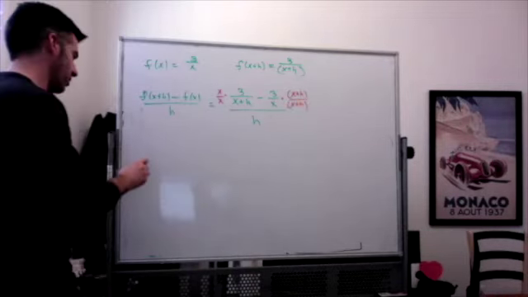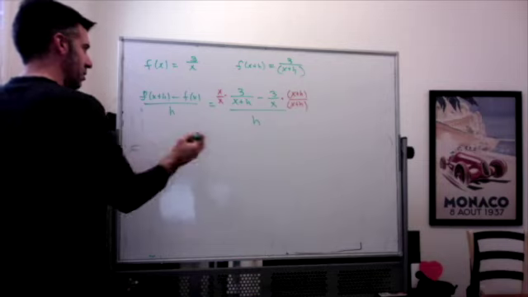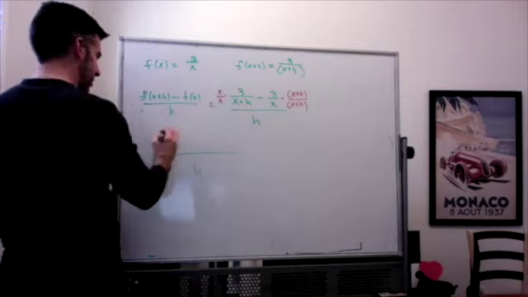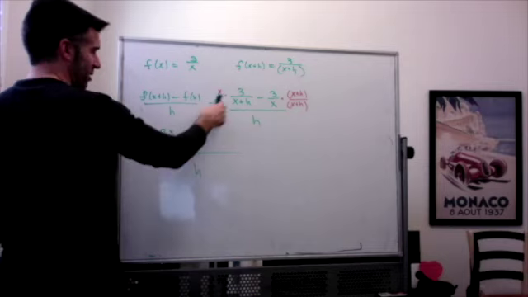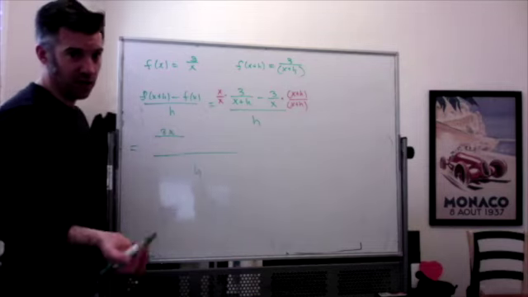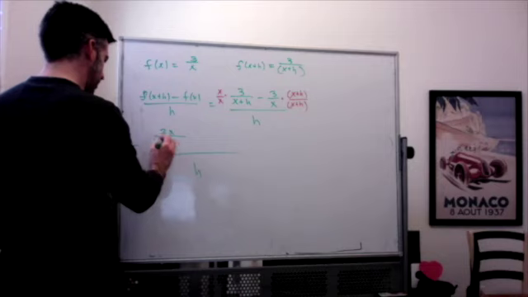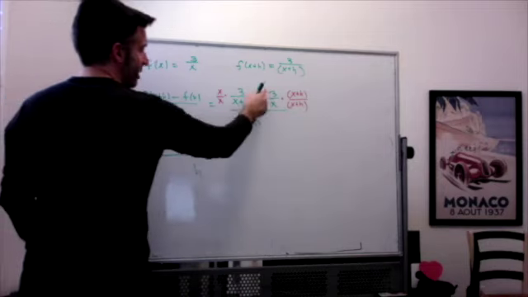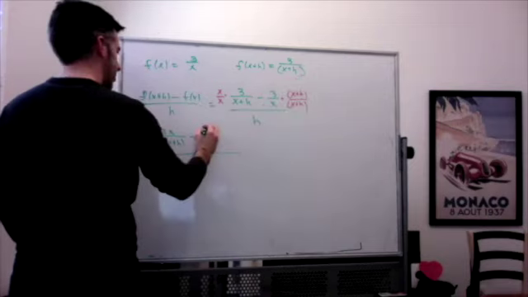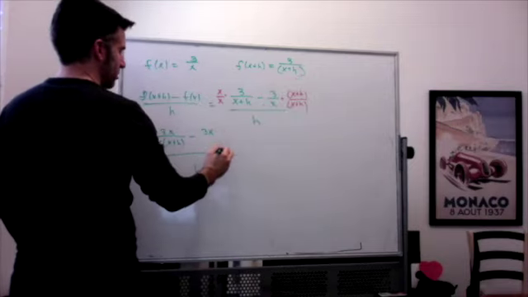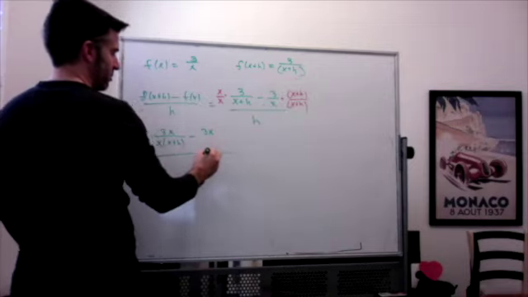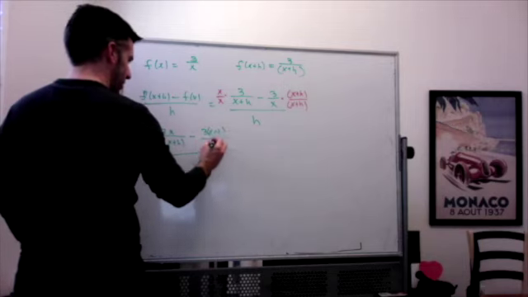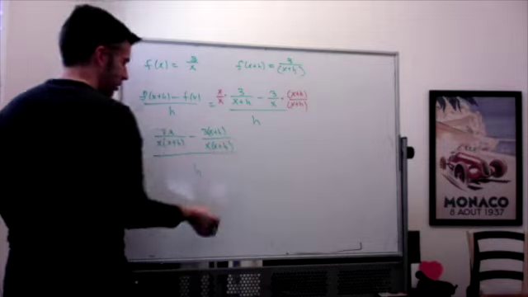So here's what we're going to do. We're going to get on top, x times 3 is 3x over, I'm going to leave the x times x plus h not multiplied out. I'm just writing it as x times x plus h, minus 3 times x plus h. I should be careful here. Let's just write it as 3 times x plus h for the moment, over x times x plus h.